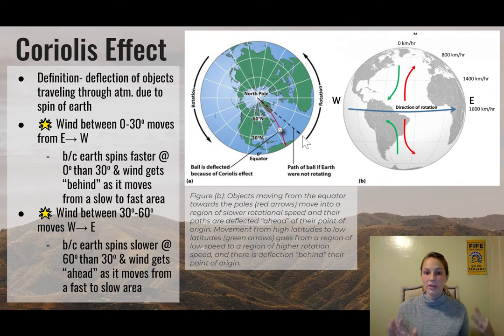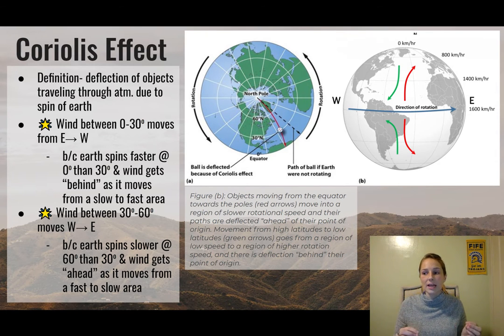However, in reality, Earth is moving. So even though you threw that ball straight, the Earth is going to move underneath it. So it's going to seem like this ball ended up at a different spot. It got deflected because the ball kept moving straight, but the Earth moved under it. So it landed at a spot that would be behind where it would have originally gone. And that's the Coriolis effect.